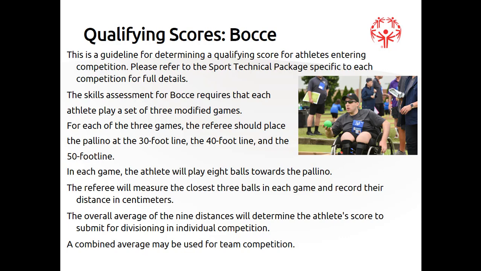The athlete will play 8 balls toward the Polino at each distance, and the 3 closest balls will be measured with their distance recorded in centimeters. The average of the 9 distances, the 3 closest for each modified game, will determine the athlete's score for divisioning. If this is a team competition, a combined average for 2 or 4 players may be used.